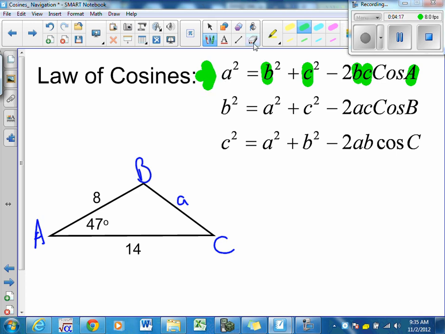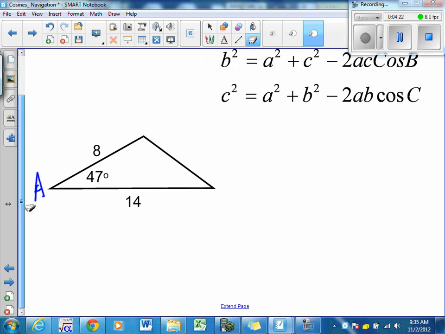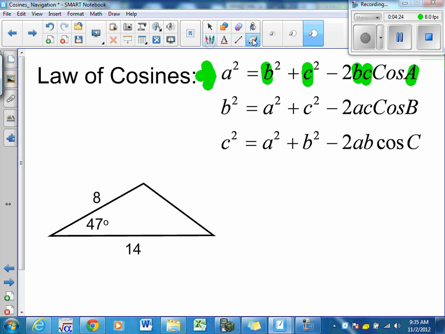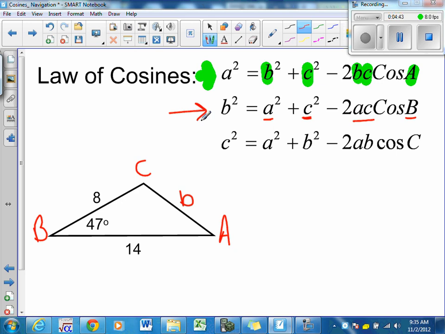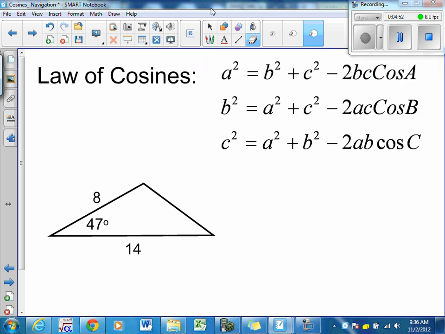If I would label my triangle differently, let's say B, C, A, now I know side a, side c, angle B, so I would now use the middle one. So it's the same formula, is the point. These three, don't think of them as three separate formulas. Think of them as one formula depending on how you label your triangle.